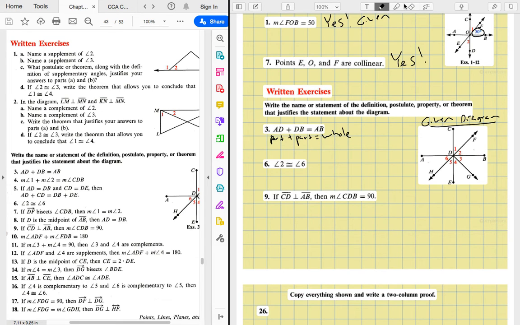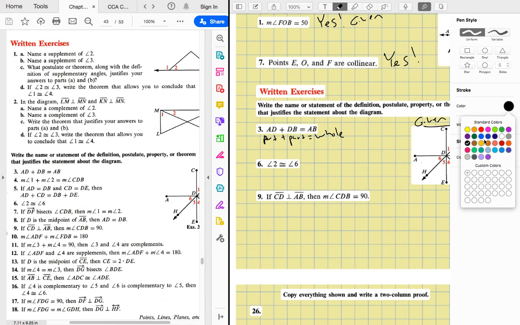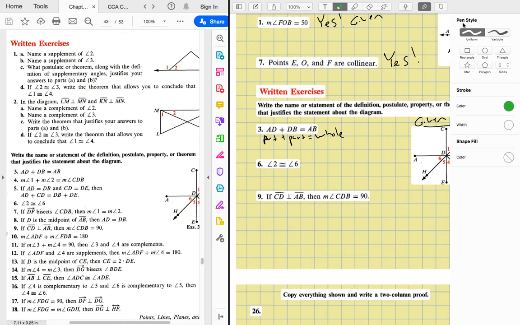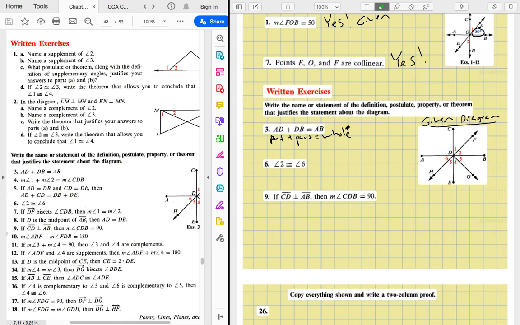The reason we're allowed to set it up is that we never proved that this is something we're able to do. We just need to assume it because it's super obvious. That should give you hints that this is indeed going to be a postulate. And the answer here is the segment addition postulate, okay?